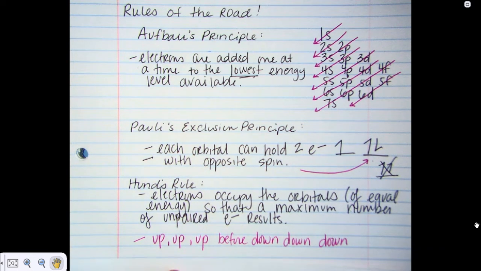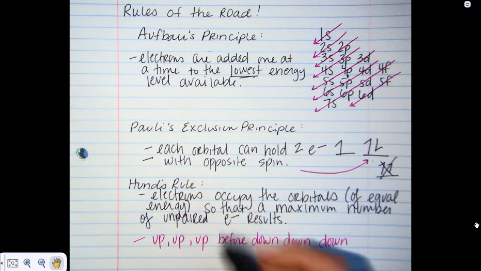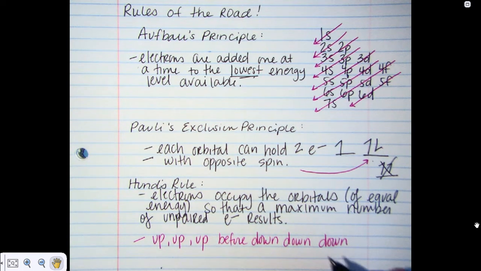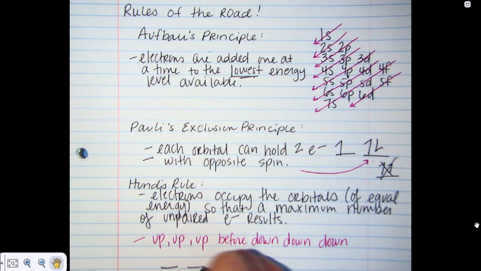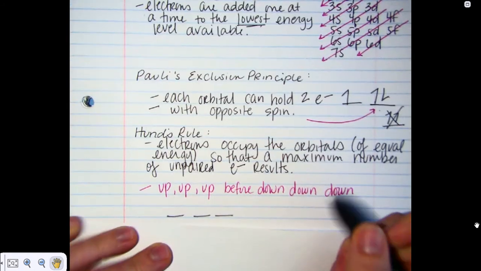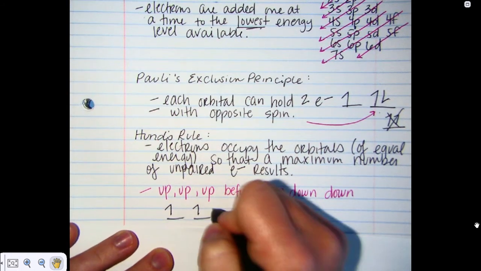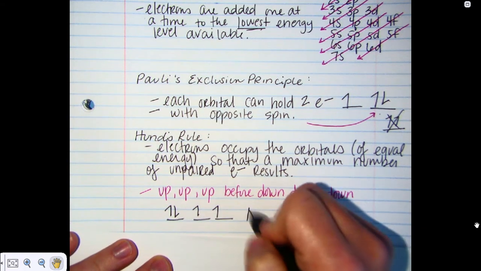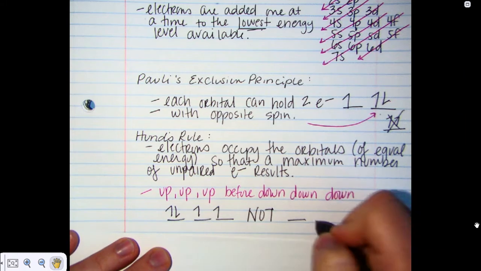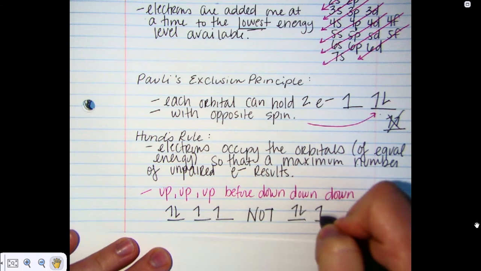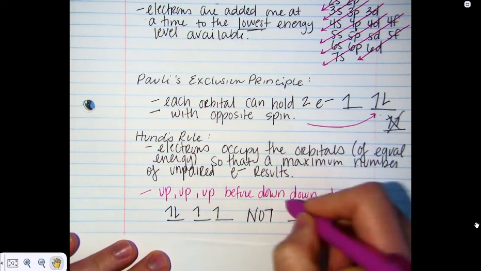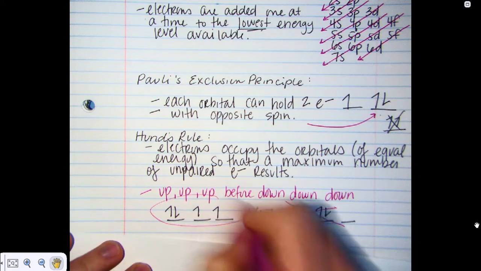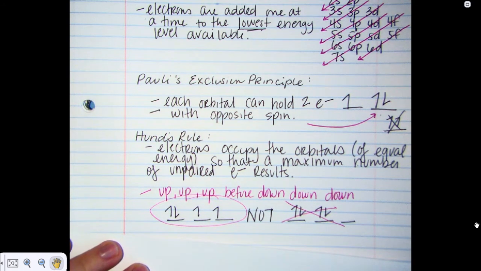So if I were to draw that out, say we've got a p orbital, right? P has 3 orbital blocks. I would go up, up, up, down, right? Not up, down, right? This is wrong. Got to do it this way. The up, up, up before the down, down, down.